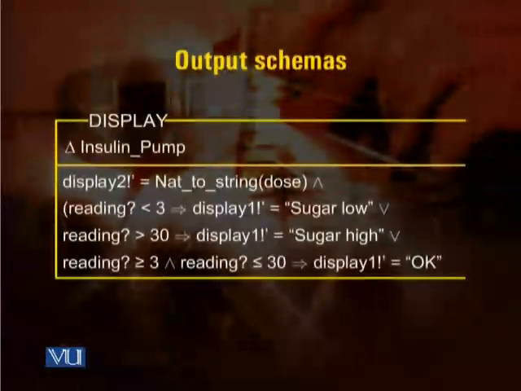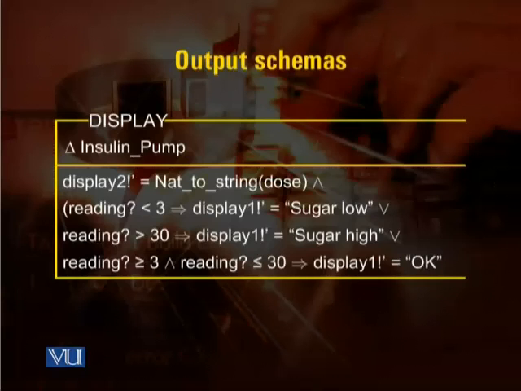Now we have this output schema, display. Display updates insulin pump, and the predicates are display 2, which is the output variable. The new value is equal to converting this dose to a string, natural number. Dose was a natural number, so converting this natural number to a string and displaying it on display 2.